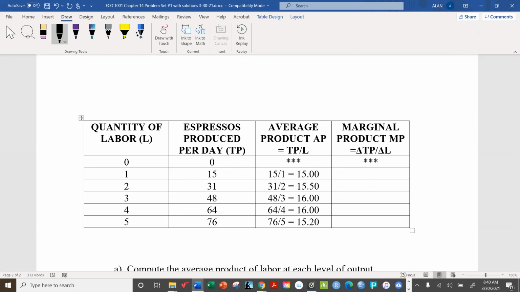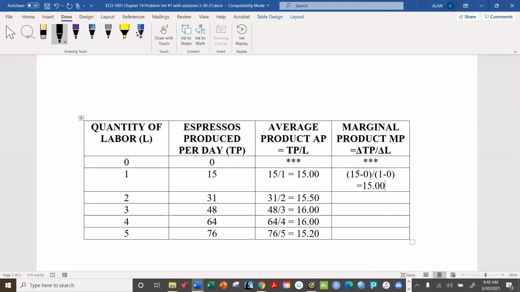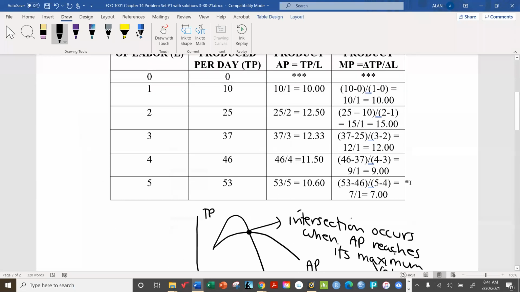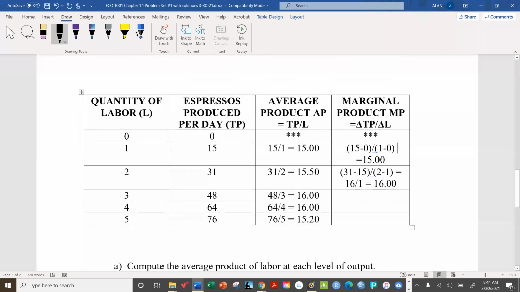The marginal products, everything's the same. Here we have 15 minus 0 divided by 1 minus 0, which gives us 15. When we go to the second worker, output goes from 15 to 31, as the number of workers goes from 1 to 2. And so that's 16 over 1, which is 16. Oh, I see what I did. Okay.